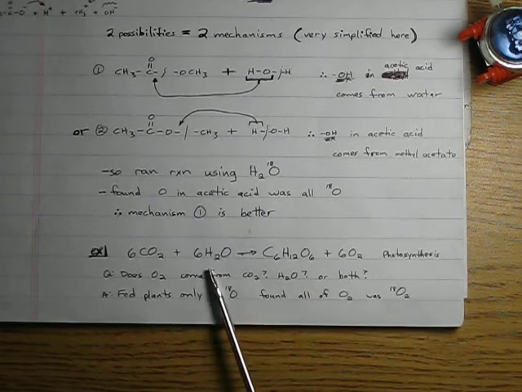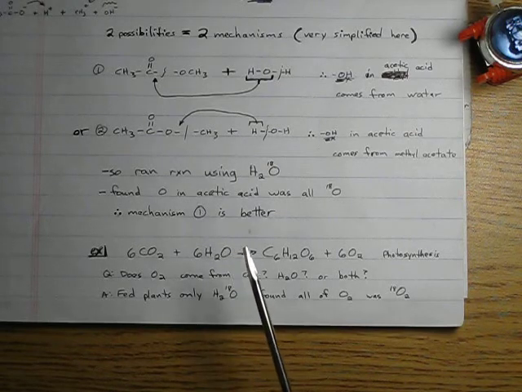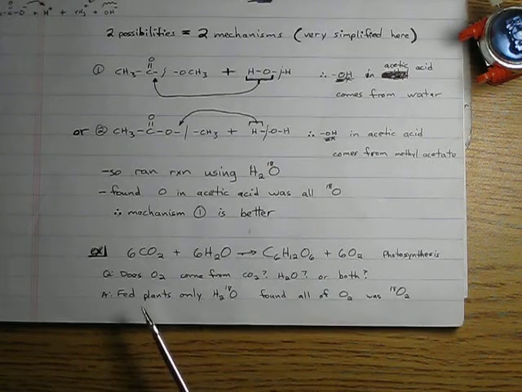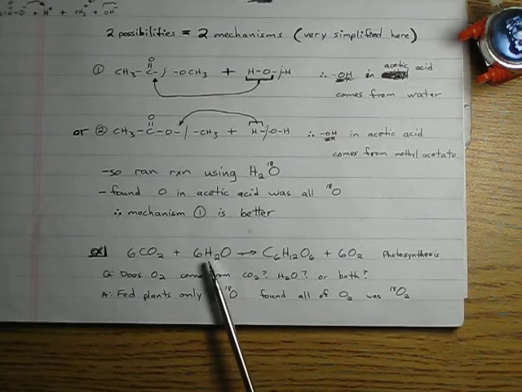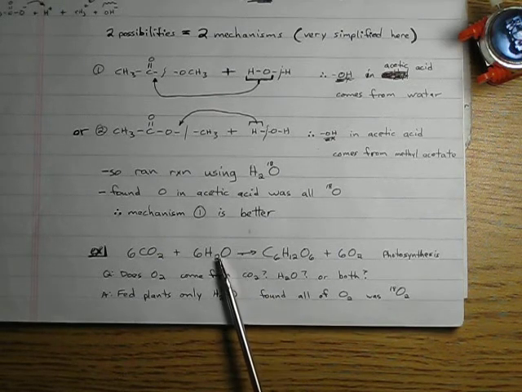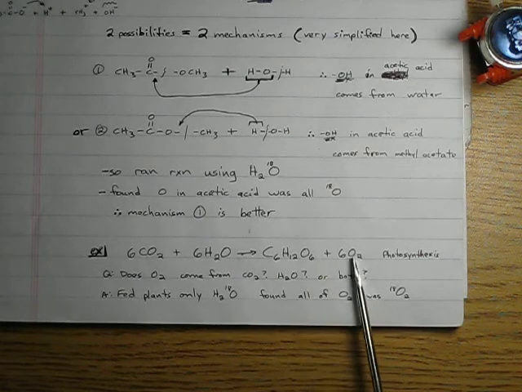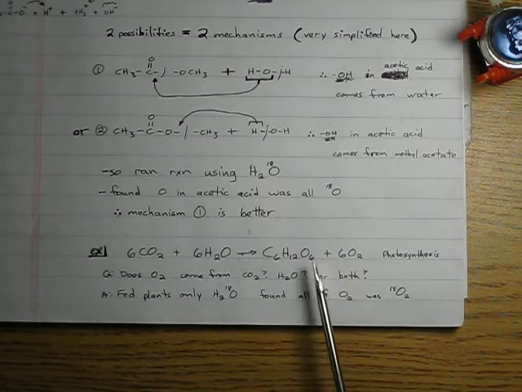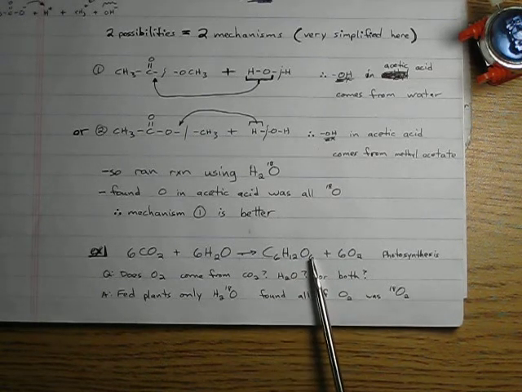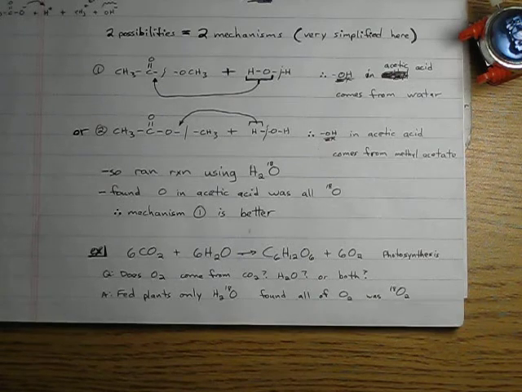Well, they just fed the plant radioactive water. It did not kill the plant because it's not that radioactive. They fed it O18 water, and they found that all of the O18s ended up in the O2. The oxygens in the glucose were not radioactive, which meant all the oxygens in the glucose came from the carbon dioxide. Cool. All right.